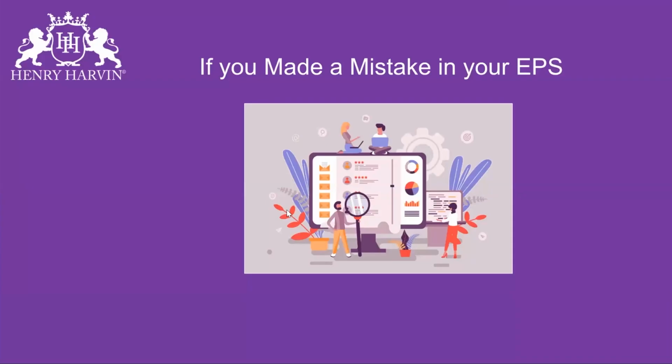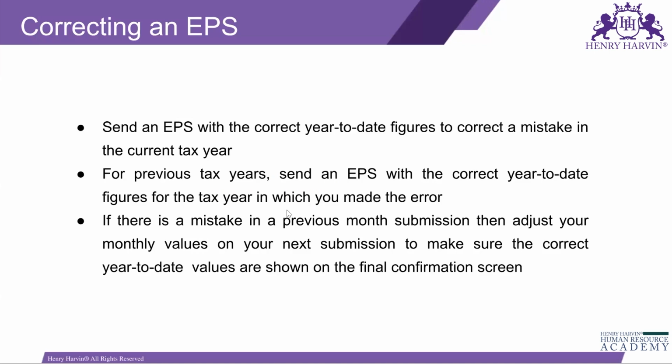If you made a mistake in your EPS, you can send an EPS with correct year-to-date figures to correct a mistake in the current tax year. Okay, for a previous tax year, send an EPS with the correct year-to-date figures for the tax year in which you made the error. Okay, this is for yearly correction. If there is a mistake in a previous month's submission, then adjust your monthly values on your next submission. You see this? I told you, you cannot send an additional EPS.